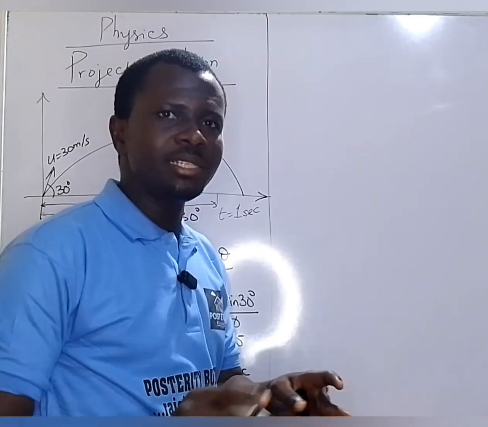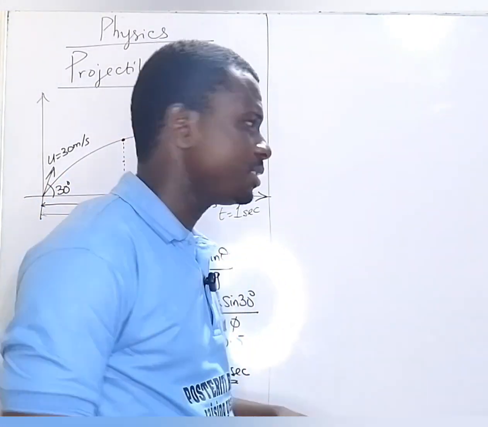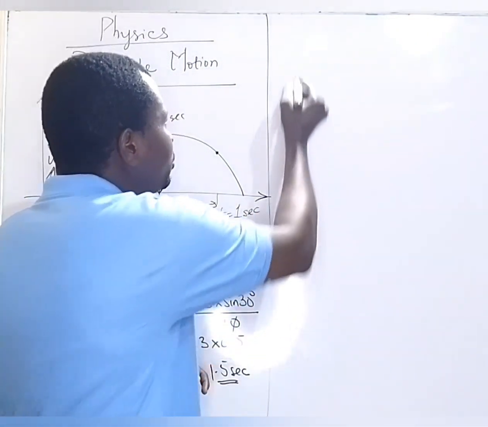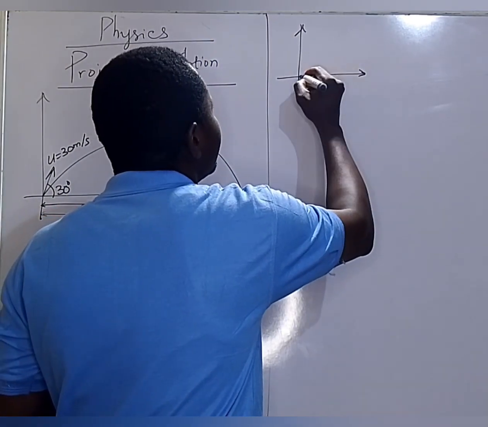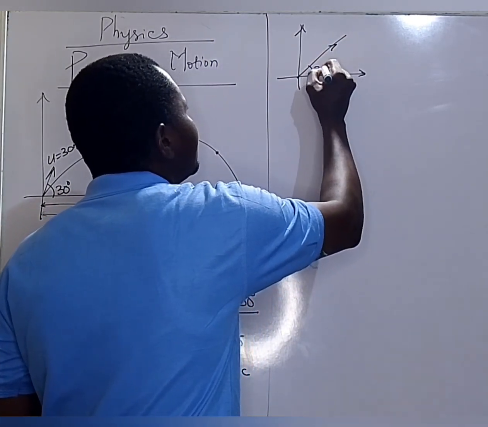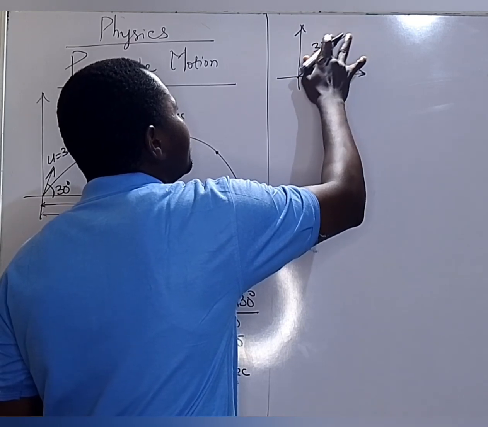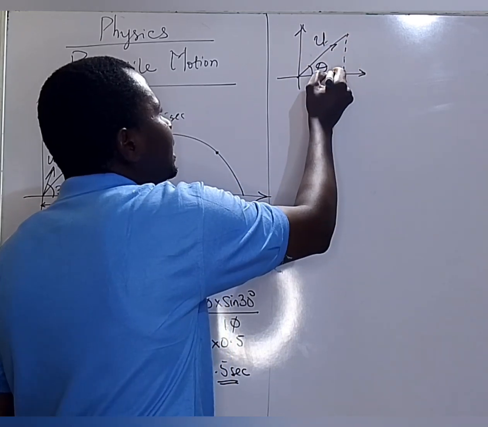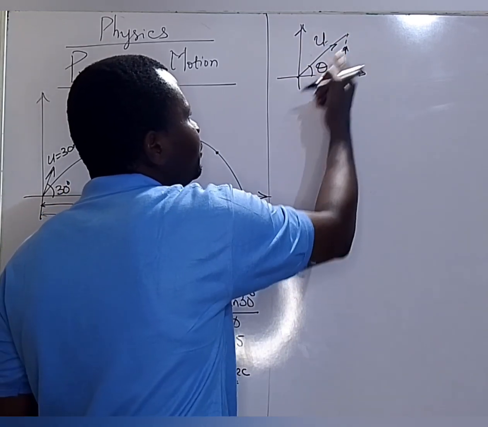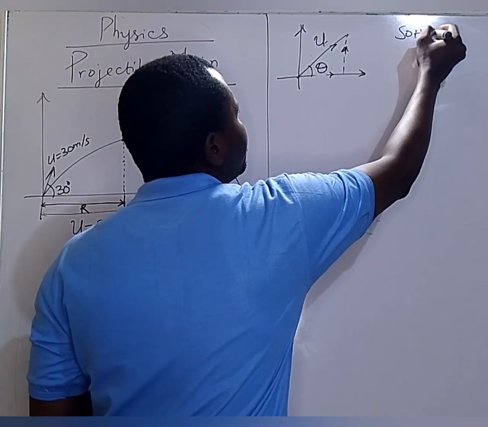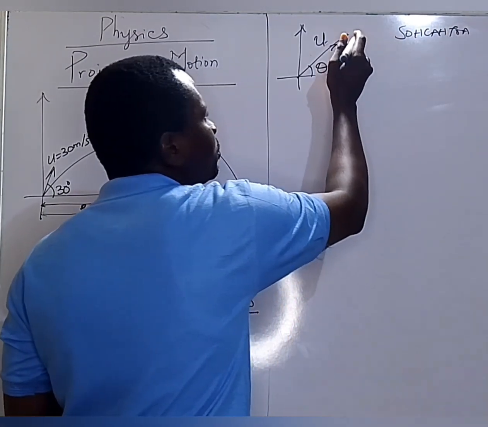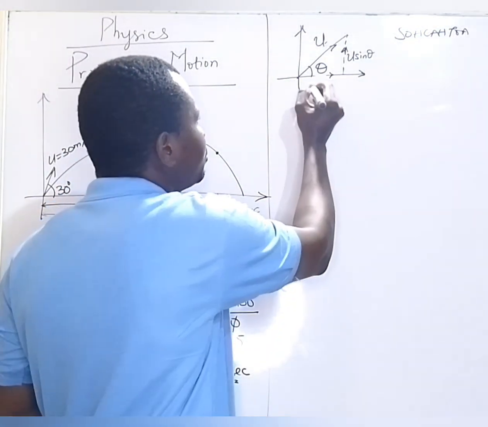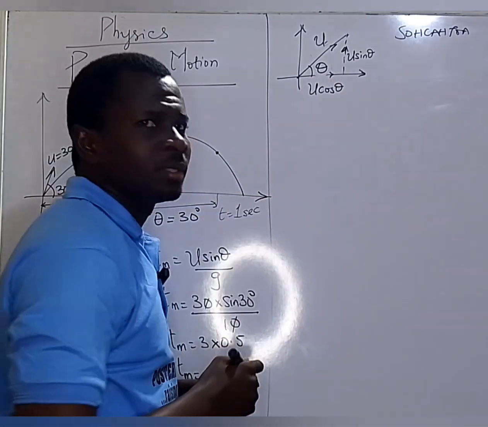You should know anytime you are dealing with range or any horizontal displacement, when a body is projected like this, the velocity is always in two components. Let me use a general angle, theta, and say U. Using SOHCAHTOA, the trigonometric ratio, the opposite side gives you U sine theta, while the adjacent side gives you U cos theta. I'll explain.